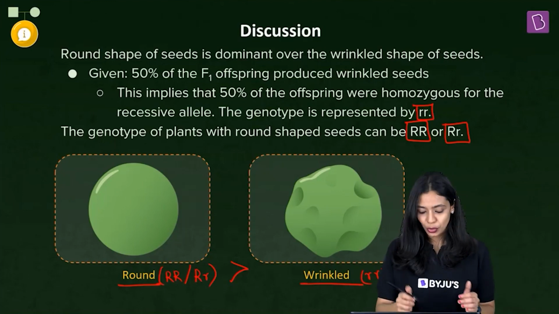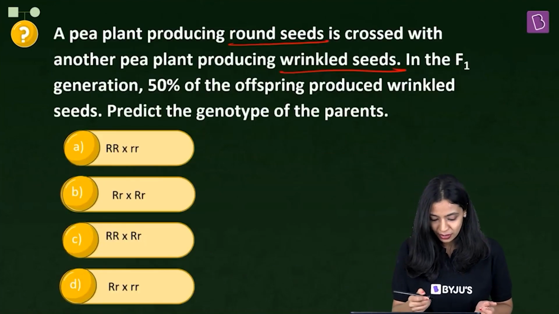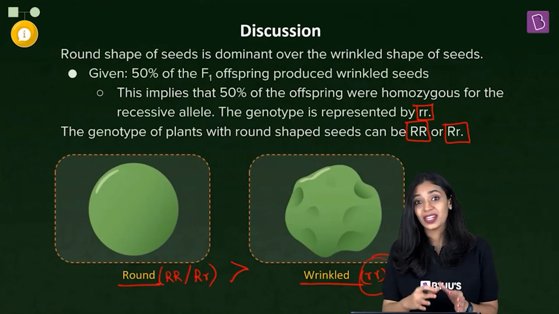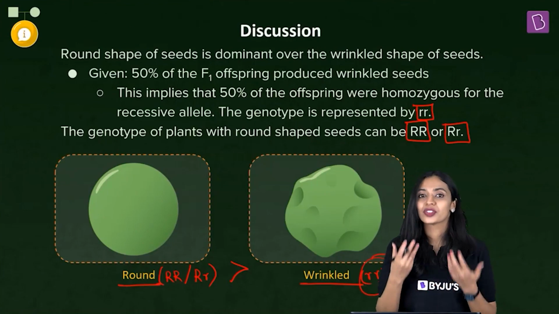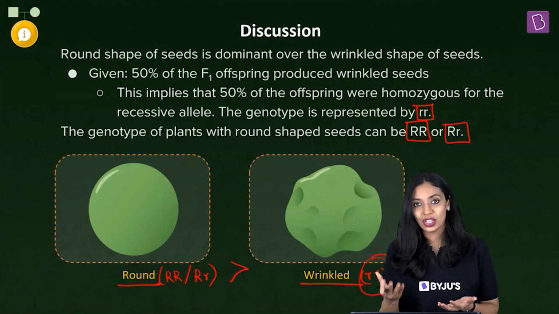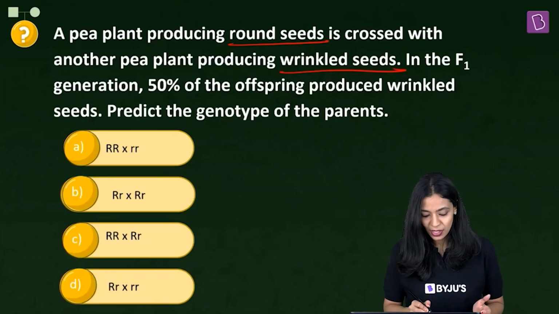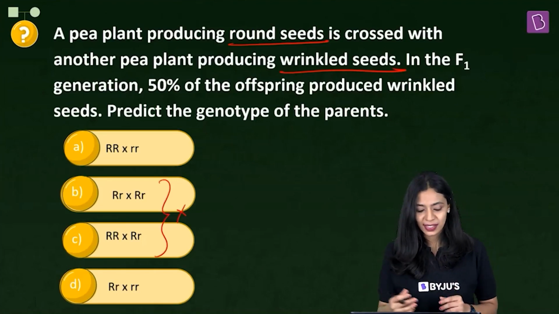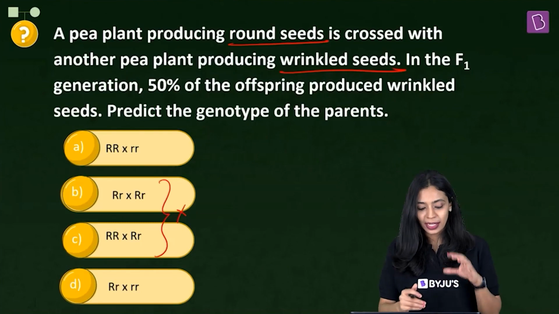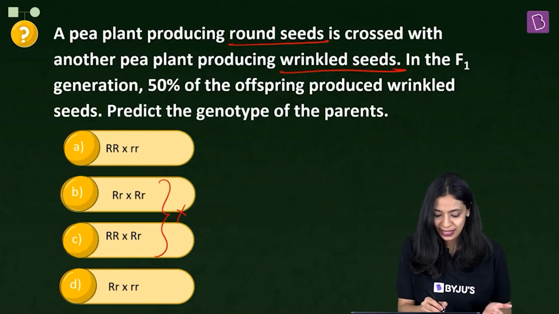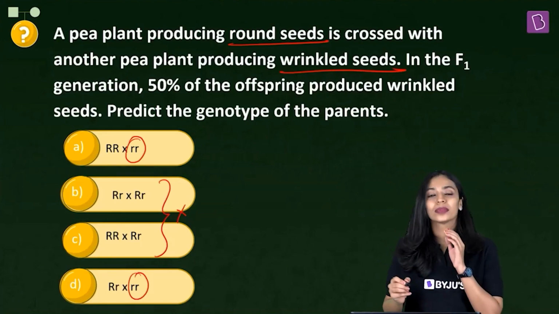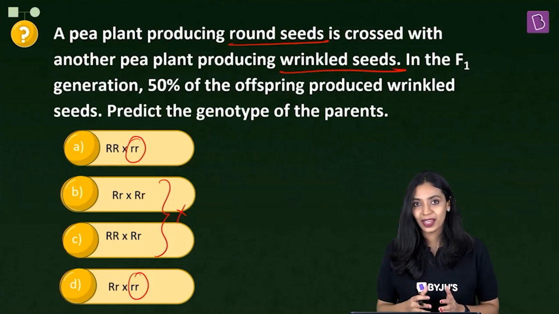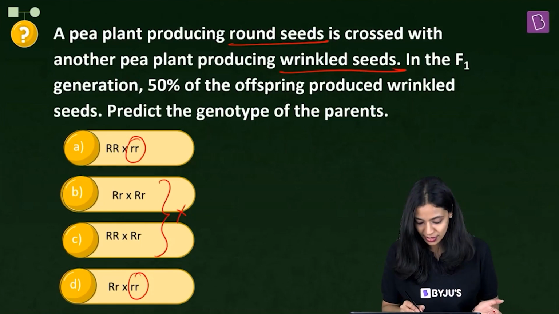So there are two options in this question which do not have small r small r as one of the parents. One of the parents has to be small r small r, because the wrinkled seed shape producing genotype is small r small r itself. So there are two options here that do not have it, and we can right away eliminate those. Now we are left with two other options that have small r small r, the homozygous recessive genotype, as one of the parents. So that is what we are going to consider now.